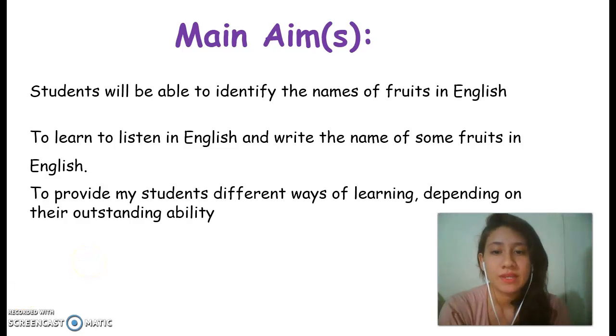Main aims. Students will be able to identify the names of fruit in English, to learn to listen in English and write the name of some fruit in English, to provide my students different ways of learning, depending on their outside ability.